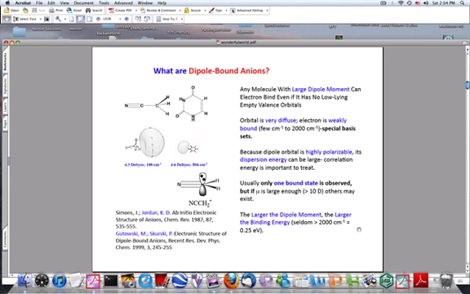Now, in dipole-bound orbitals, as with most molecular anions, only one bound state is usually observed. Usually. If the dipole moment is large enough, you can have excited states that are dipole bound. But the dipole moments in those cases have to be bigger than, say, 10 debyes. Most molecules that have dipole moments in the 2-3 debye range bind only in the lowest electronically bound state, and the excited states are not bound. And the general trend is the larger the dipole moment, the larger is the electron binding energy.